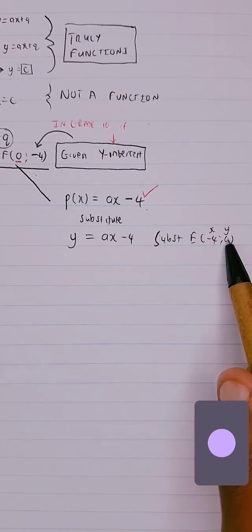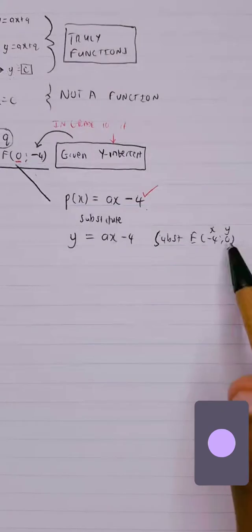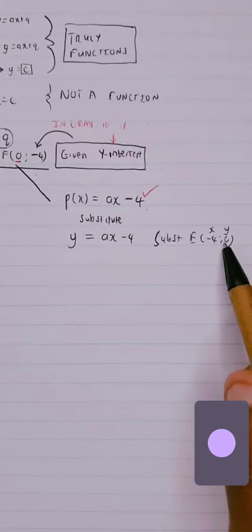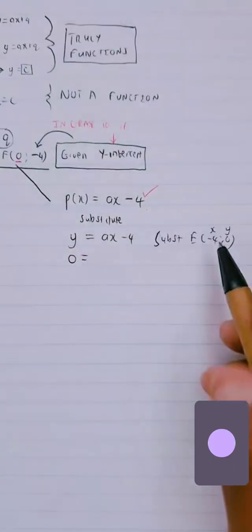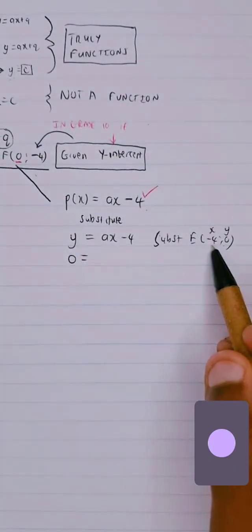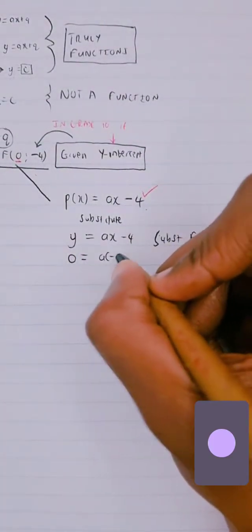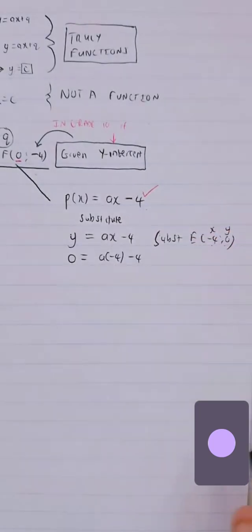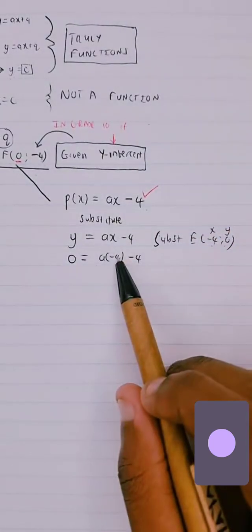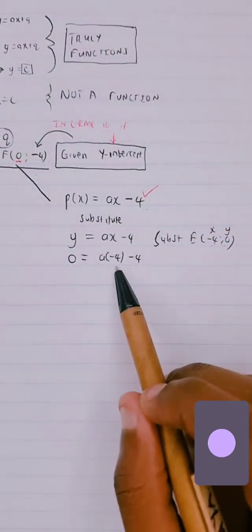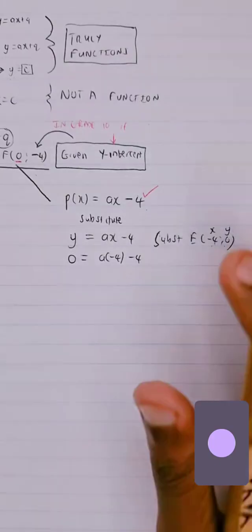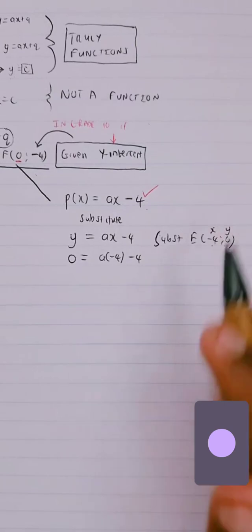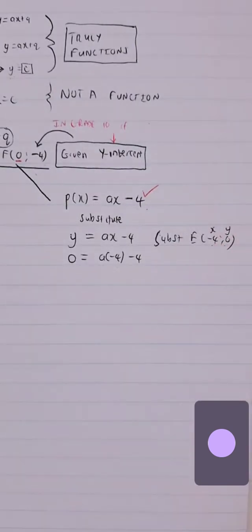So in the place of y, thank you so much, Stefan. In the place of y, I'm going to substitute who? Zero. And in the place of x, I'm going to substitute? Negative 4. And I do that for this substitution because it's multiplication in brackets. Then we are going to solve for who?